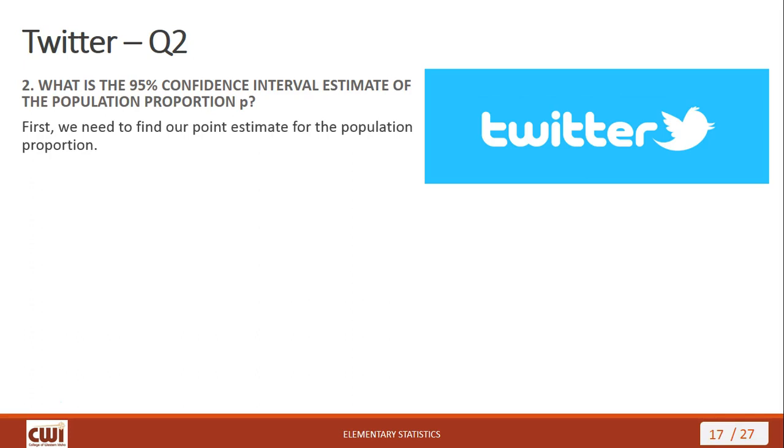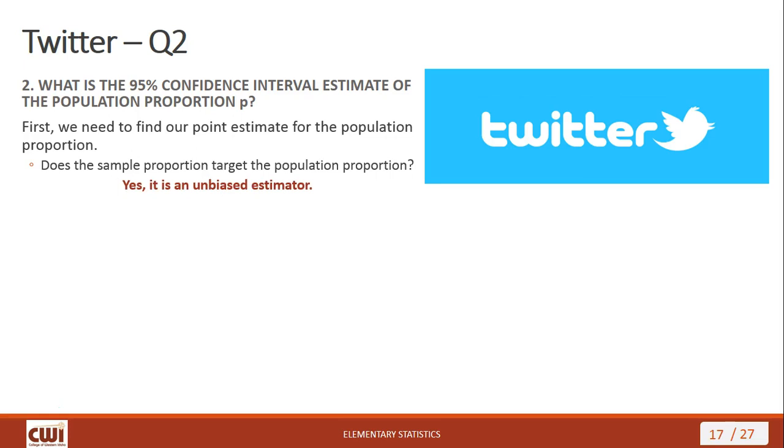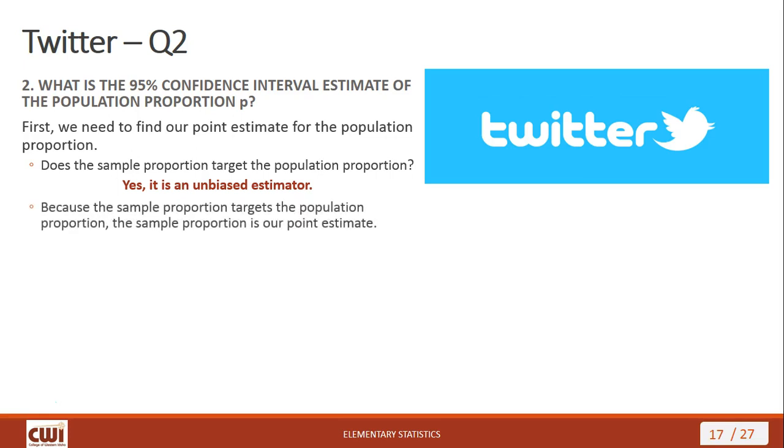The point estimate is going to come from our sample proportion. Because the key question: does the sample proportion target the population proportion? The answer to that is yes, it is going to target because proportion is an unbiased estimator. So that means we can just take the sample proportion and use that as our point estimate for the population proportion. So P equals P hat, which we know from the problem statement is 0.85.